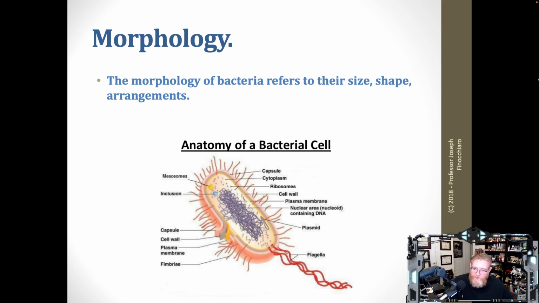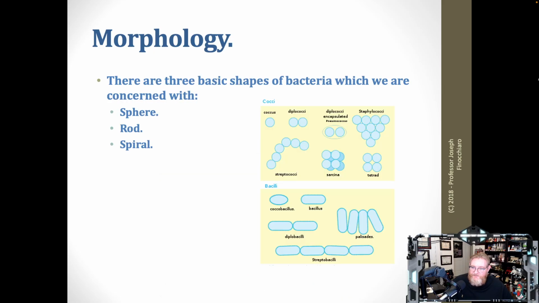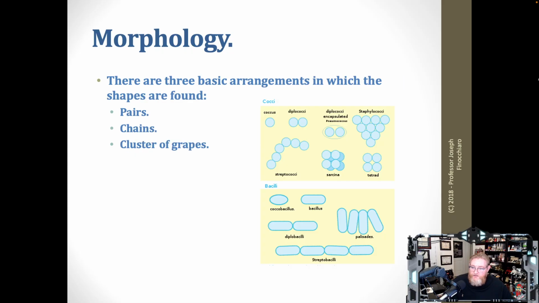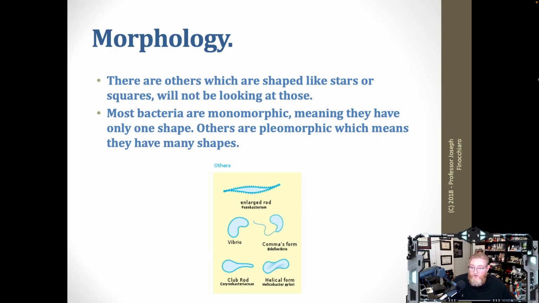Morphology. The morphology of bacteria refers to their size, shape, and arrangements. There are three basic shapes of bacteria with which we are concerned: spheres, rods, and spirals. There are three basic arrangements in which these shapes are found: pairs, chains, and clusters of grapes. While others are shaped like stars or squares, we will not be looking at those.